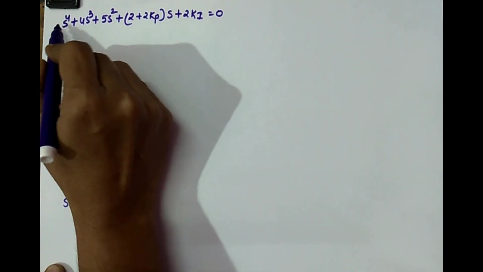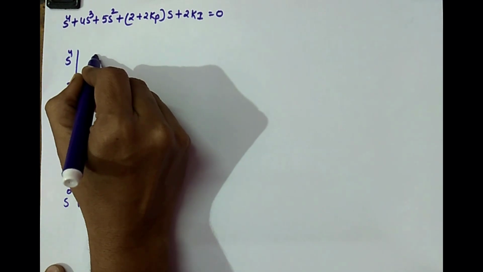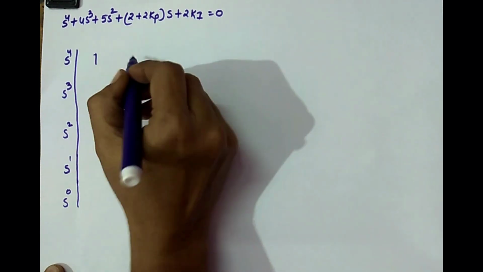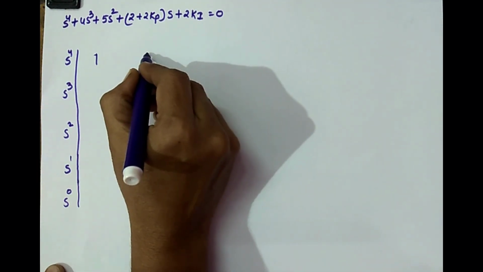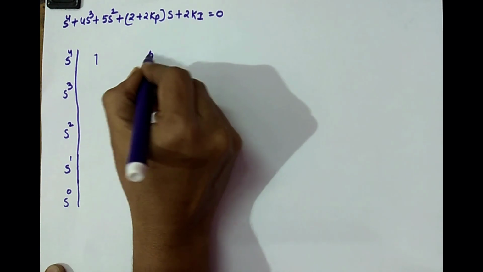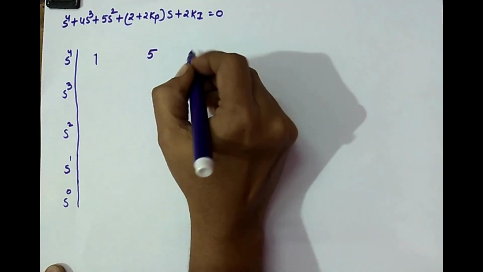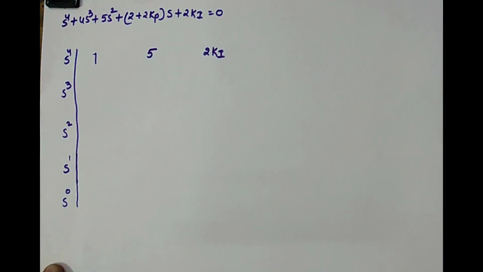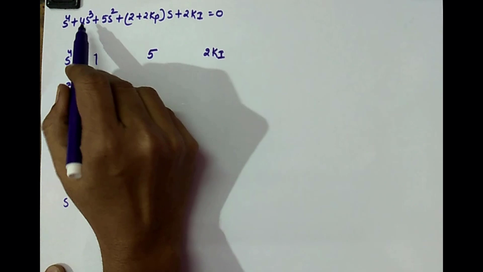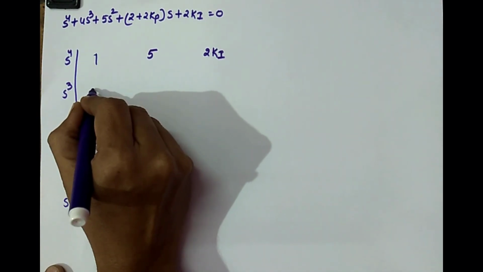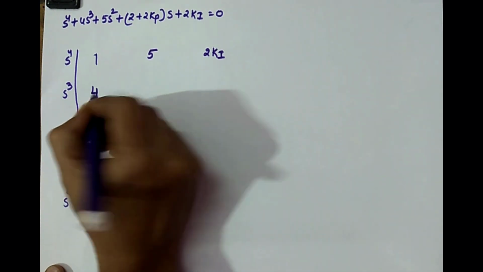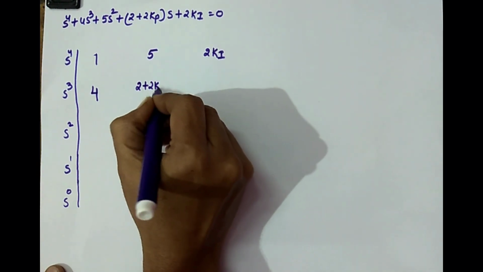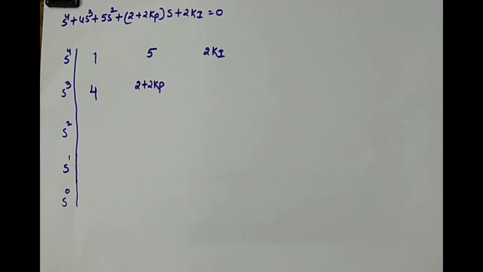Now write the coefficients. The s power 4 coefficient is 1. Next you write the alternate terms in a row, so next is 5, next is 2 Ki. In the next row, first write the s cube coefficient, which is 1, and then 2 plus 2 Kp. Then fill your Routh array.